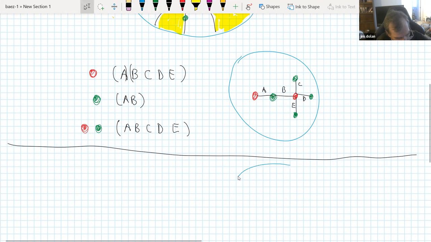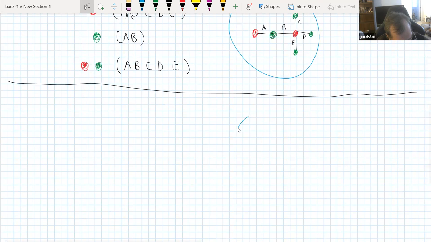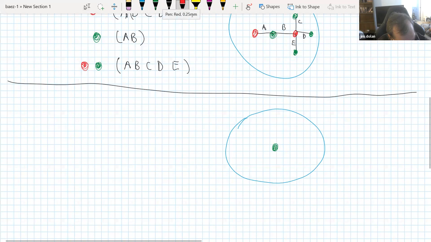Sorry, that's too lumpy. Let me make it a little bit better. Okay, that's still pretty lumpy. But again, a green root in the middle, two branches, and red ends. But this time, instead of breaking it up as five equals one plus four, I'm going to break it up into five equals three plus two.